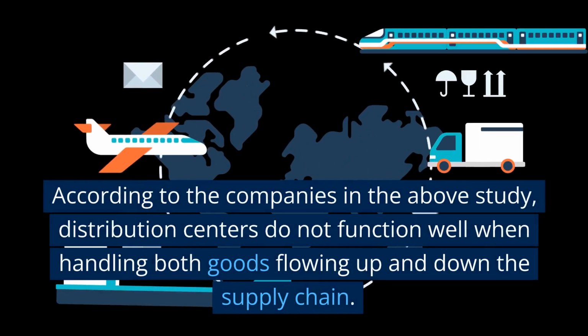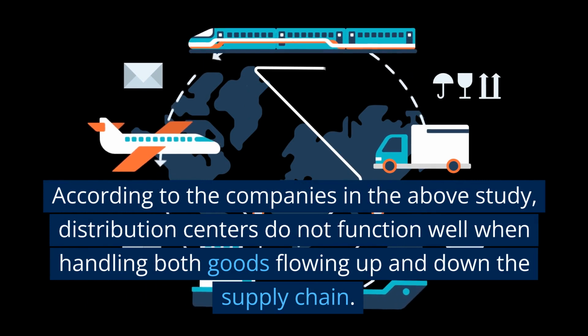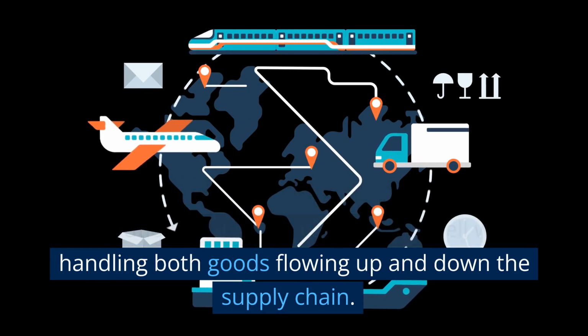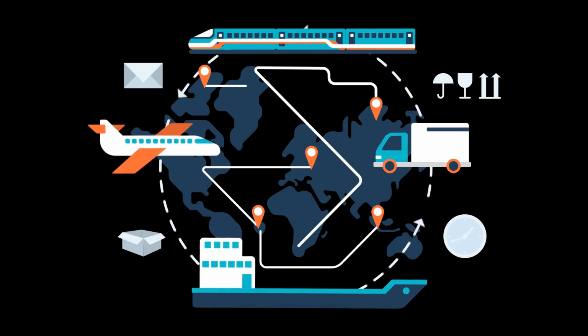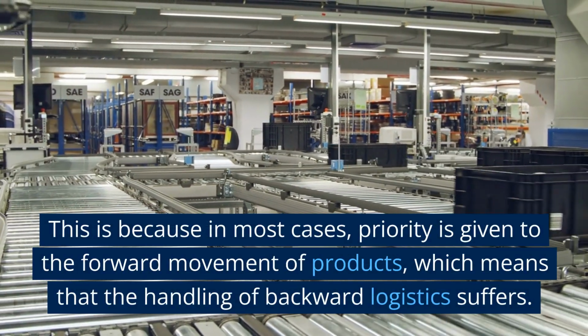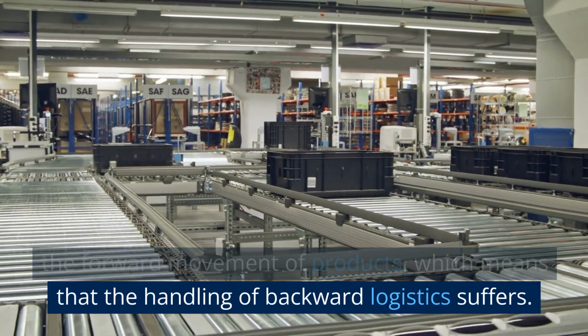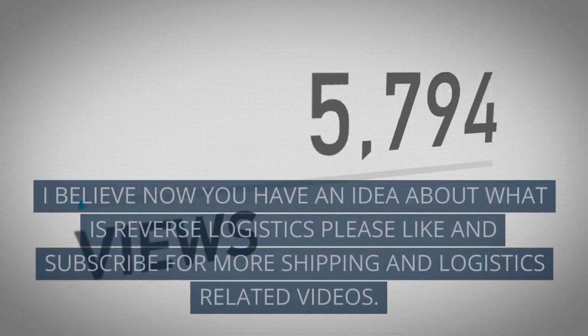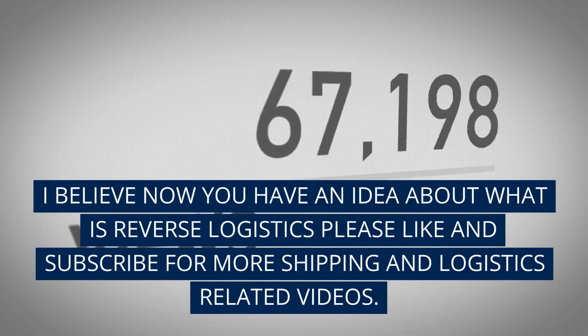According to the companies in the above study, distribution centers do not function well when handling both goods flowing up and down the supply chain. This is because in most cases, priority is given to the forward movement of products, which means that the handling of backward logistics suffers. I believe now you have an idea about what is reverse logistics.